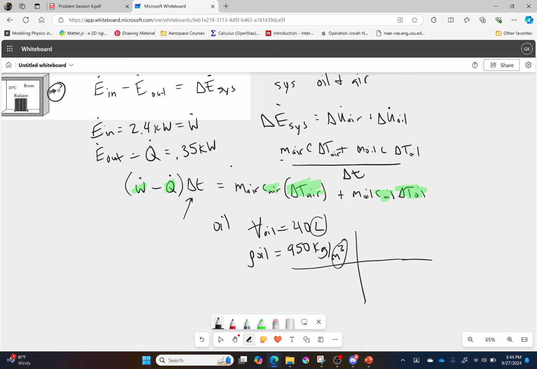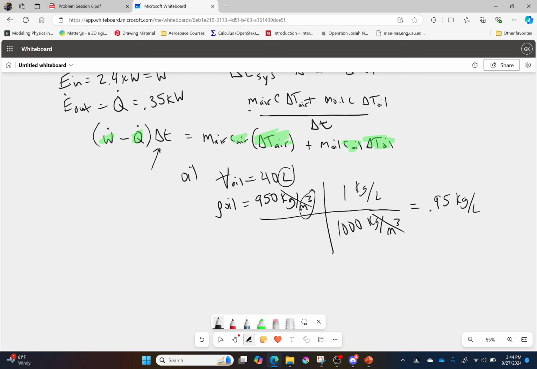So I know there's 1,000 kilograms per meter cubed. That's the density of water. I also know that the density of water is 1 kilogram per liter. And so I can use it to cancel my units and translate it. And so I'll get that the density of oil in this case would be 0.95 kilograms per liter.